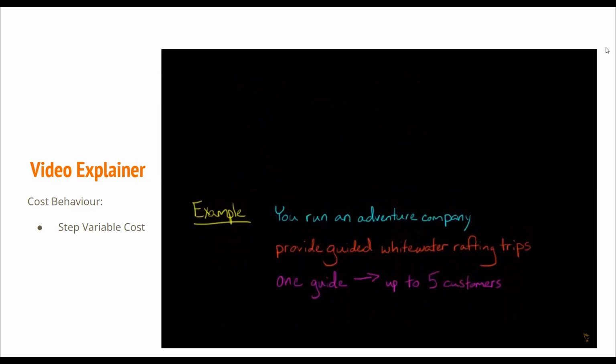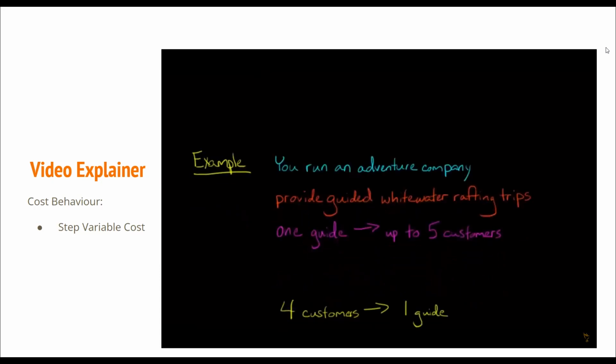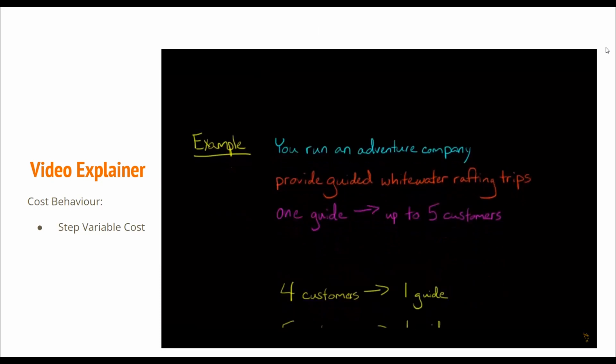So let's say that you run an adventure company, and what you do is you actually take people out whitewater rafting. So they go whitewater rafting, but you need a guide. You need some kind of professional guide to be with the customers to make sure that they don't get injured. And you have this rule of thumb where you say, okay, one guide could safely manage up to 5 customers. We don't want to give one guide 30 different customers and say you're responsible for 30 people. That's just too much responsibility. We say, okay, each guide can handle up to 5, and beyond that, we're going to have to hire another guide.